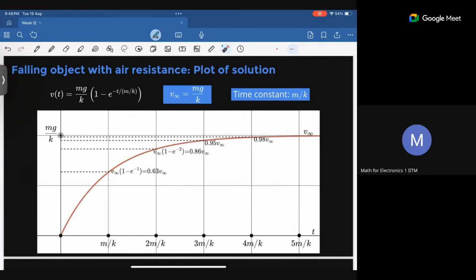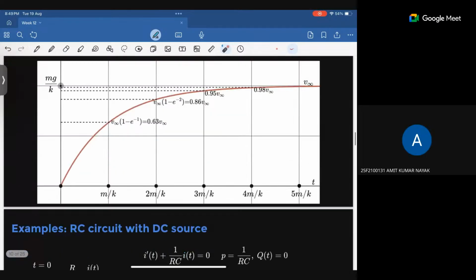Alright, any doubts in this plot? Plotting is also a little important, so that is why I spent some time here. Any issues with the plot? No, sir. No? Okay, great.